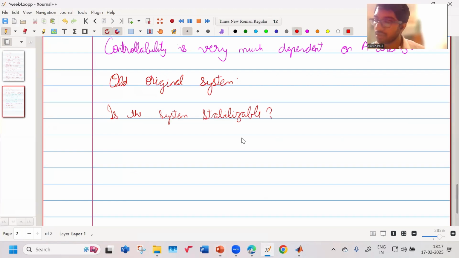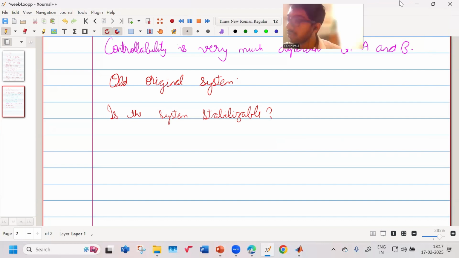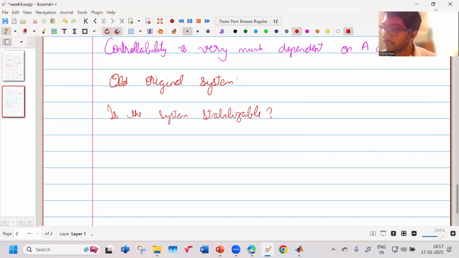We have to see this. For that, we have to understand about the stability. So let us do this. This is the A matrix, which is given by 3, 2, 0, 10. So let us find the eigenvalues. What are the eigenvalues of A?